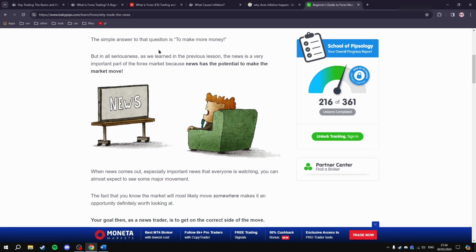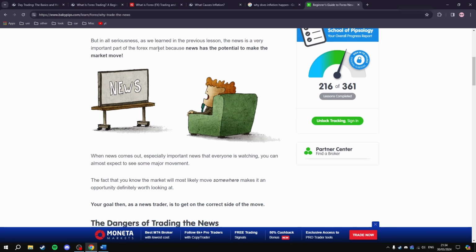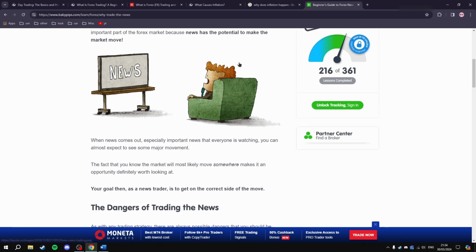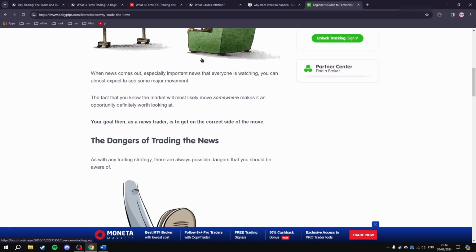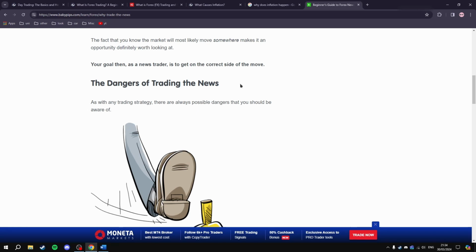Why trade the news? The simple answer to that question is to make more money. But in all seriousness, as we learned in the previous lesson, the news is a very important part of the forex market because the news has the potential to make the market move. When news comes out, especially important news that everyone is watching, you can almost expect to see some major movements. The fact that you know the market will most likely move somewhere makes it an opportunity definitely worth looking at. Your goal then as a news trader is to get on the correct side of the move.